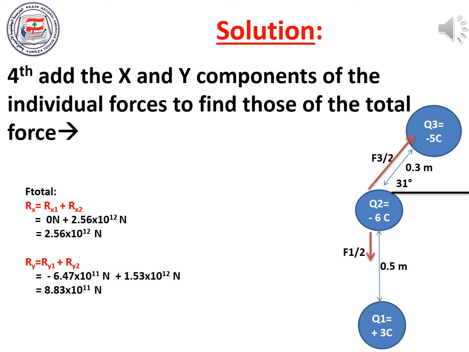And the y component is equal to the y components of force 1 and force 2. So force 1 on 2 and force 3 on 2. So it is equal to negative 6.47 times 10 to the power 11 newtons plus 1.53 times 10 to the power 12 newtons. And the answer is 8.83 times 10 to the power 11 newtons. Now we have the x and y components of the total force.